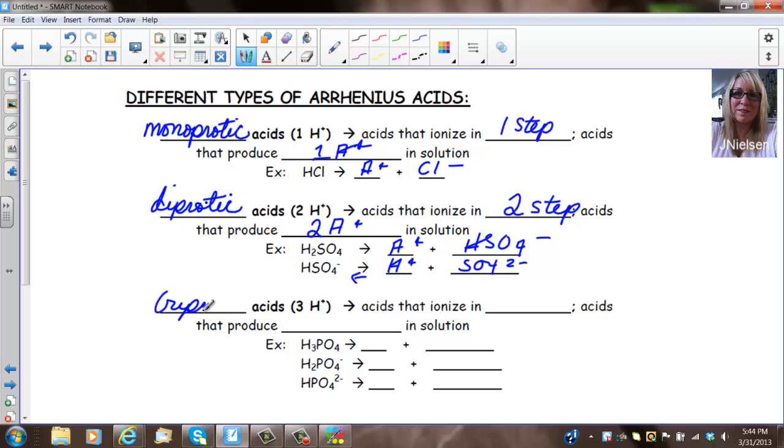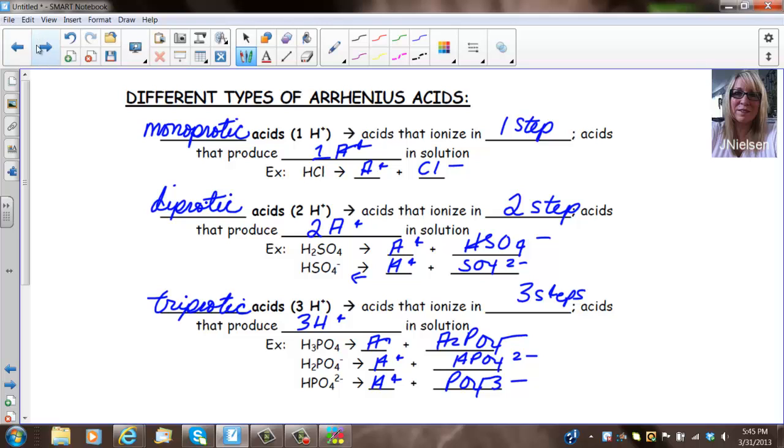And then we have triprotic acids, acids with 3 H+, and they ionize in 3 steps to produce 3 H+ in solution. So we're going to remove the first H, and I'm going to get H2PO4-, and then I start with that H2PO4-, I remove another H, and I'm now down to HPO4 2-, and then I remove the last H, and then I'm left with PO4 3-.